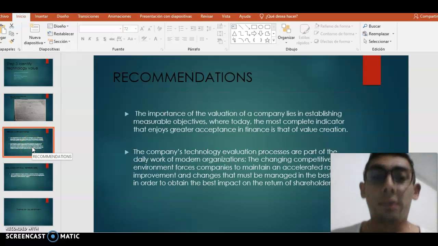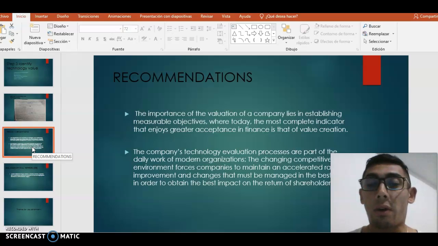recommendation. The importance of the valuation of company life in stability may outside objective were today the most complete indicator that avoid grasp at the taste in of value creation.